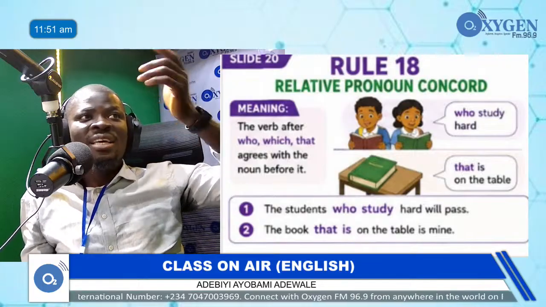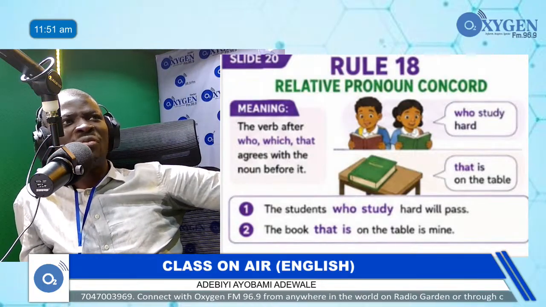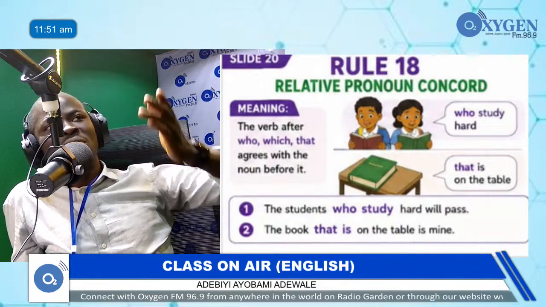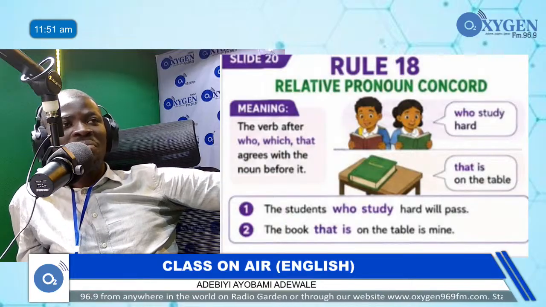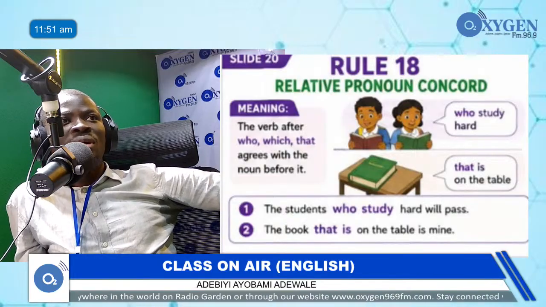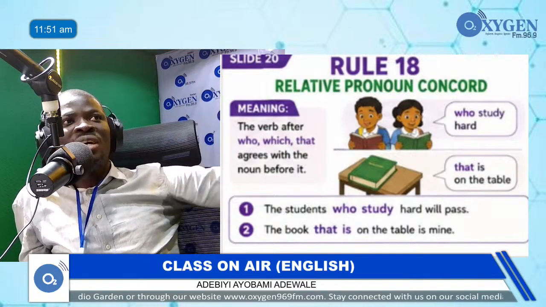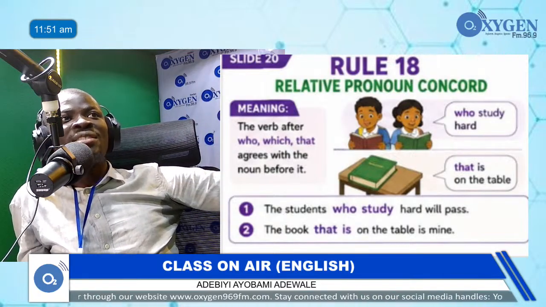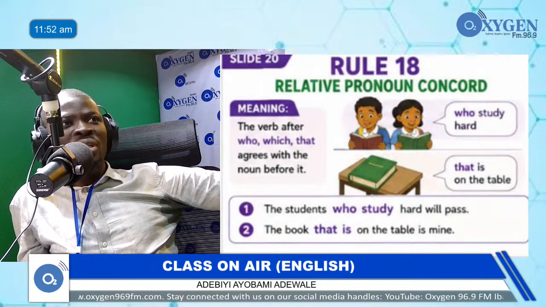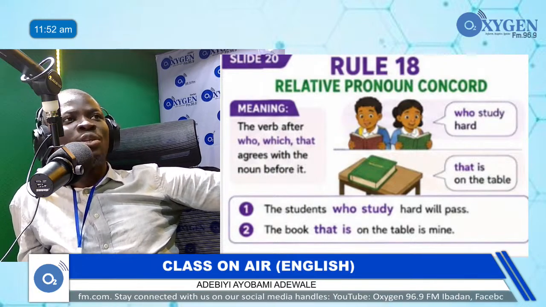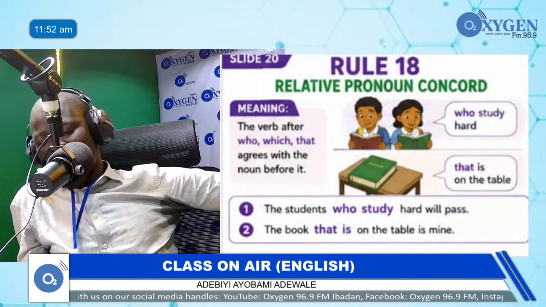For clarity's sake, like I mentioned, on several occasions when you take away these relative pronouns from sentences, it's still meaningful. We can simply say the student will pass. Let us remove the adjective. You can say the student will pass, or the student will study hard to pass. We can say the book on the table is mine.